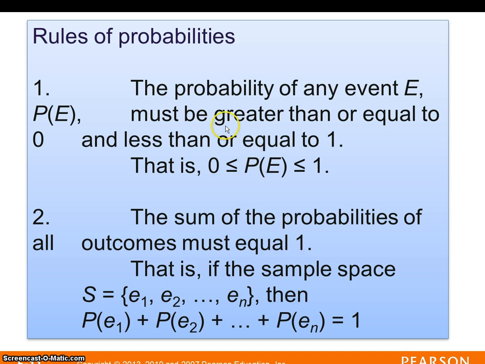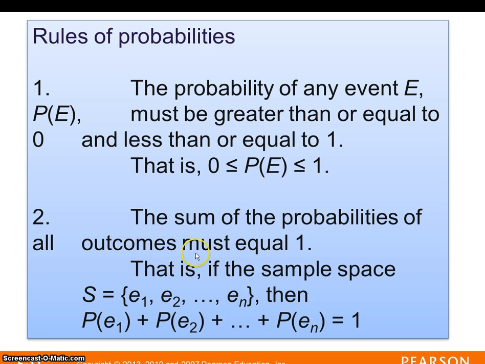The first one is the probability of an event must be greater than or equal to 0 and less than or equal to 1. And then you can denote it by this. This is basically saying that the probability of something happening is between 0 and 100%, right? So you can think of 1 as 100% in this case.